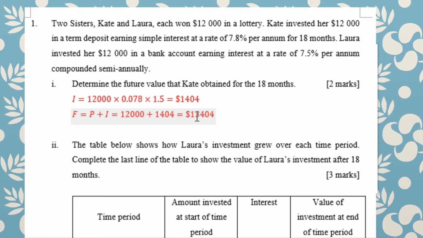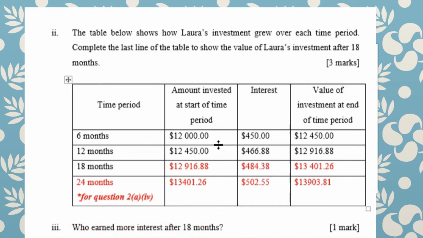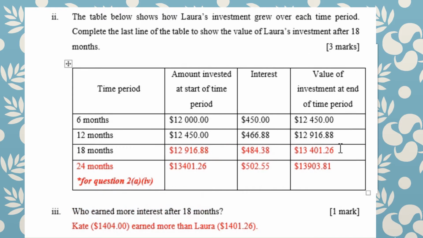So complete the table below for Laura. Laura's investment is compound interest, where your interest rate is 0.075. Your n is equal to 2 because it is semi-annually. So all you have to do is complete this one row here, which is easy. You bring this down. The interest is calculated here. That will be the value of your investment at the end, using your compound interest formula.